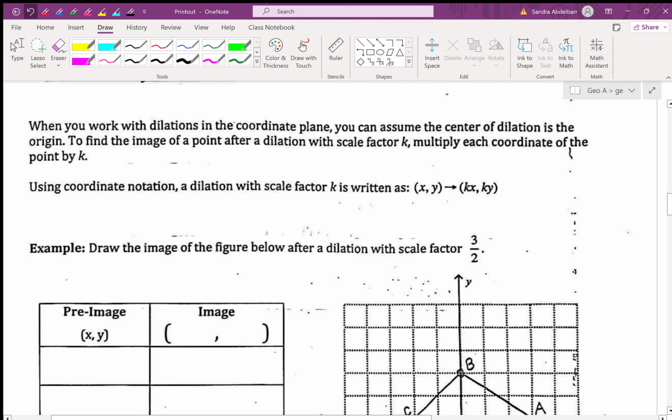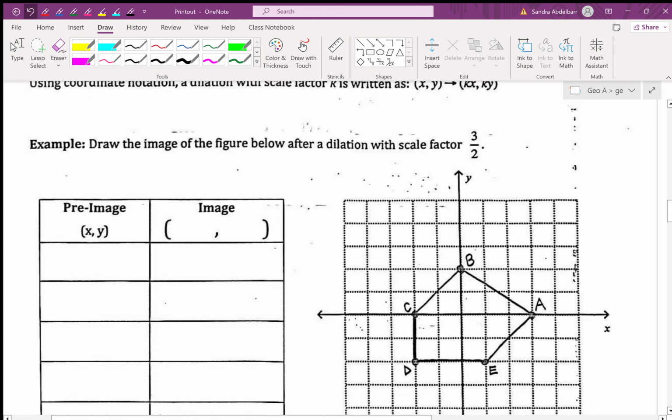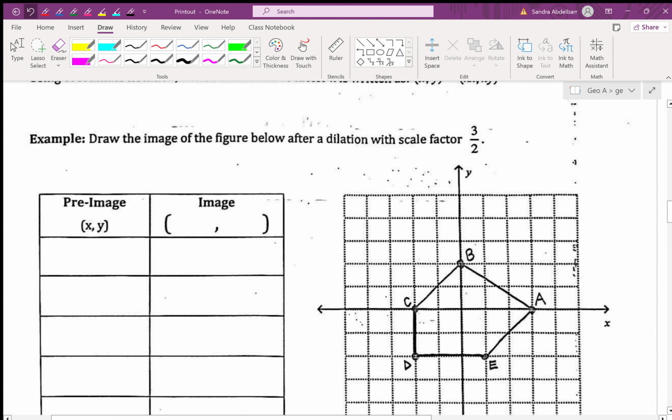Okay, so now let's perform a dilation. So go down to this example. We want to draw the image of the figure below after a dilation with a scale factor of 3/2. What is 3/2 as a mixed number? 1.5, yeah. A dilation of 3/2 is basically multiplying by a scale factor of 1.5. Because the scale factor is greater than 1, are we making the image bigger or are we making it smaller? Adam? Bigger. We're going to make this bigger.